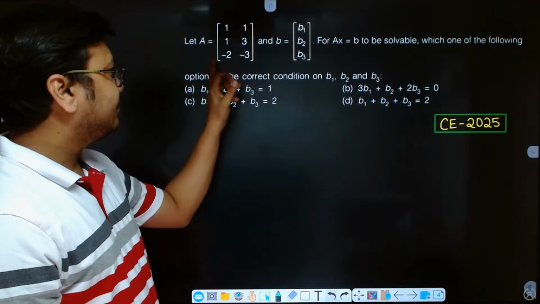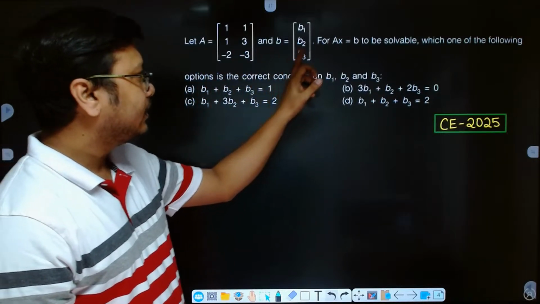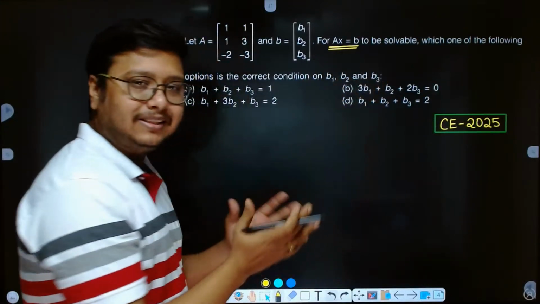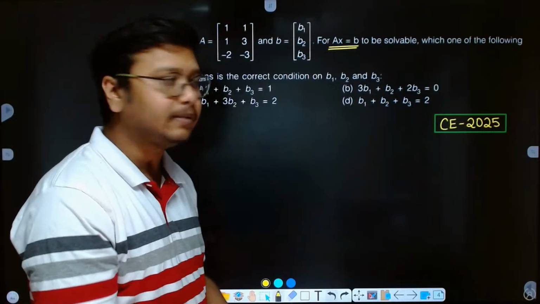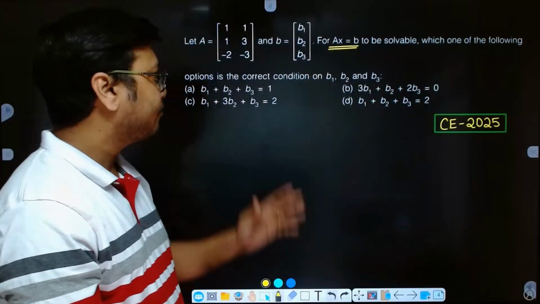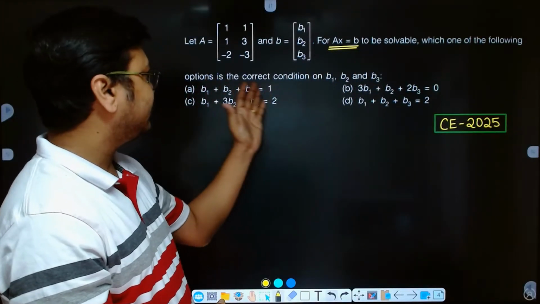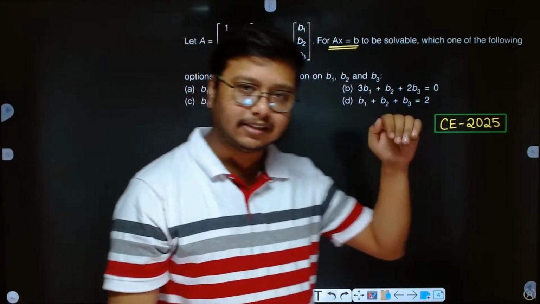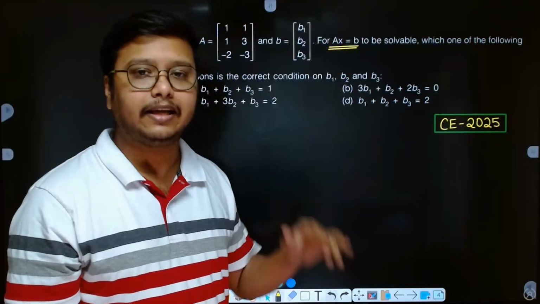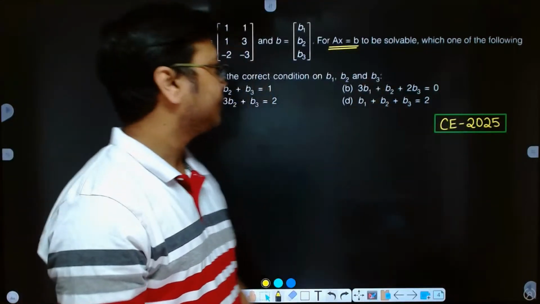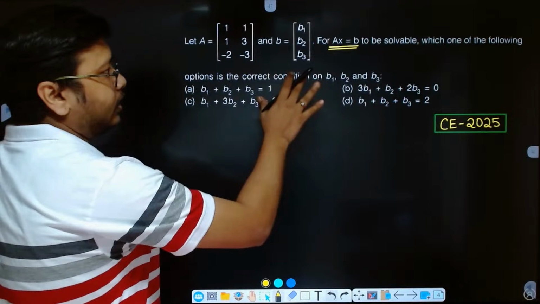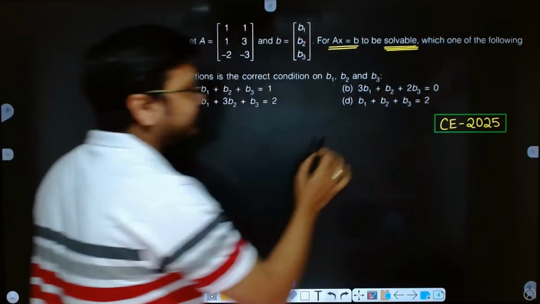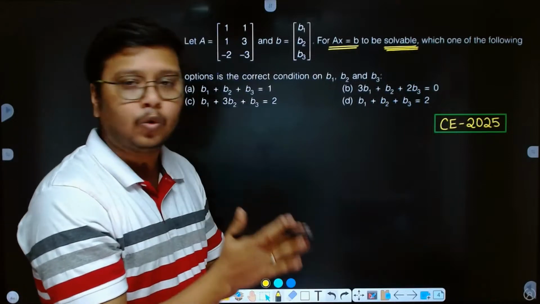A matrix A is given to us, a matrix B is given to us. The system of equations has been represented by Ax equals B. Whenever a system of equations is given to us, its representation is Ax equals B. Which one of the options is the correct condition on b1, b2, and b3? This question has come this year in GATE Civil Engineering. It is asking for the system of equations to be solvable. Solvable means it cannot be the no solution case.